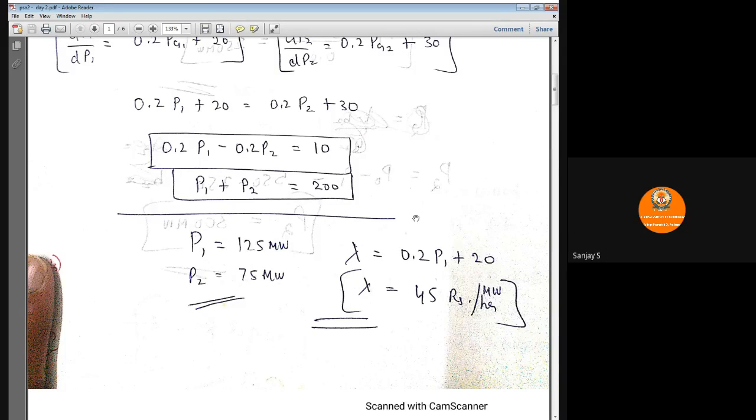So 0.2 P1 plus 20 is equal to 0.2 P2 plus 30. Rearrange the equation. You get 0.2 P1 minus 0.2 P2 is equal to 10. This is your first equation. Second equation is always the power balance equation.